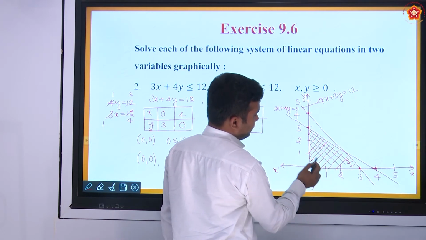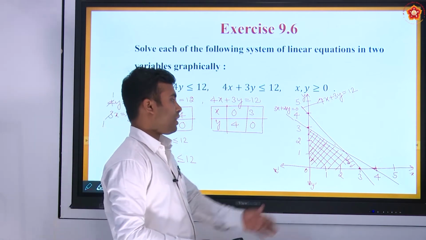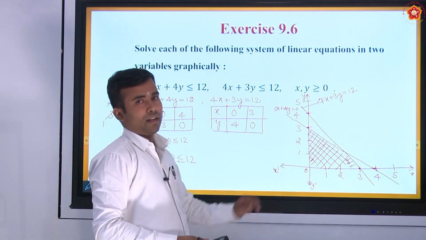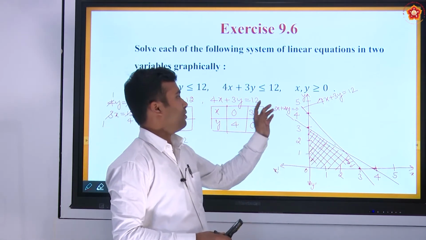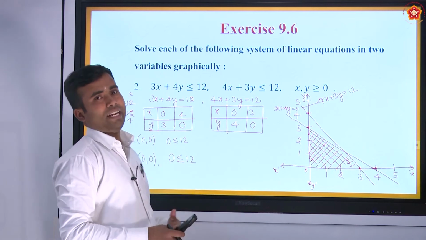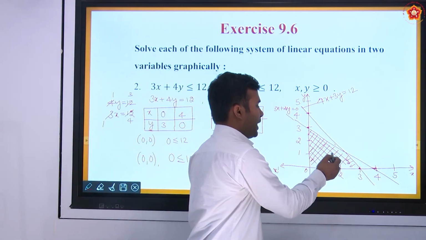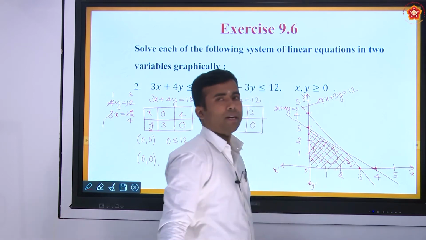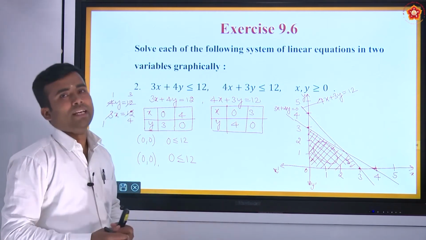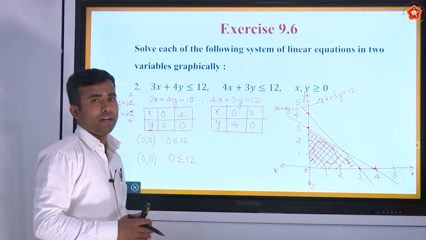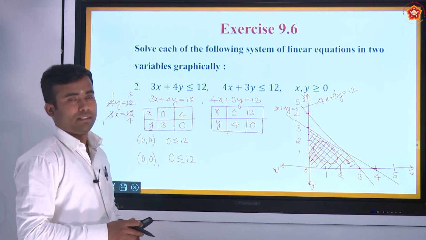Since they have given x is greater than 0 and y is greater than 0, we should not take x and y as negative values. So this is the solution region which is common to the given inequalities. Any arbitrary points within this region satisfy the given inequalities. That's how we can find the solution to the given inequalities.